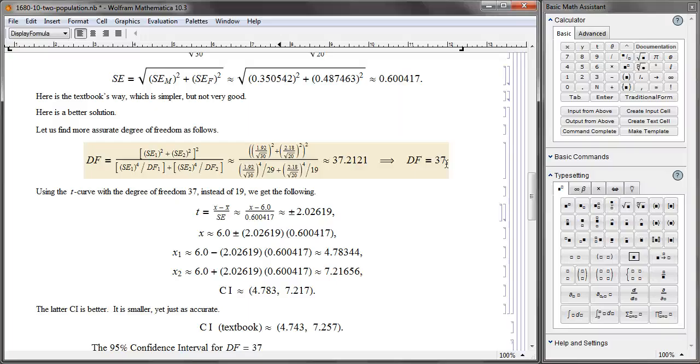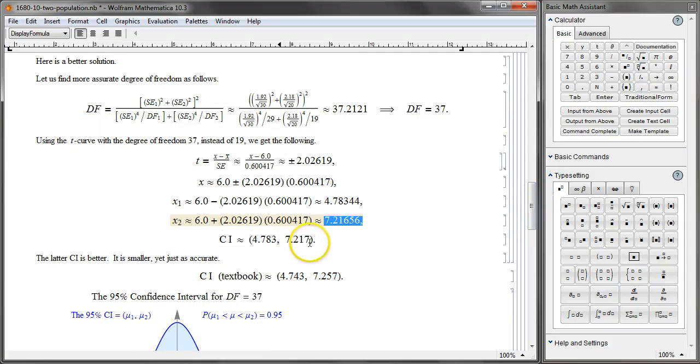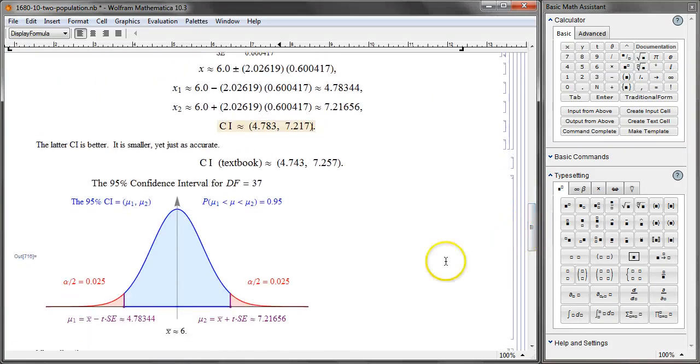So using that degree of freedom, which is much higher than 19, you get a much smaller t-score. Consequently, you end up with this equation, end minus center over standard error is this new t-score. And solving this equation, you get 4.78 and 7.22, kind of like that. And we end up with this confidence interval, which happens to be the same as the confidence interval given by this Mathematica computation.